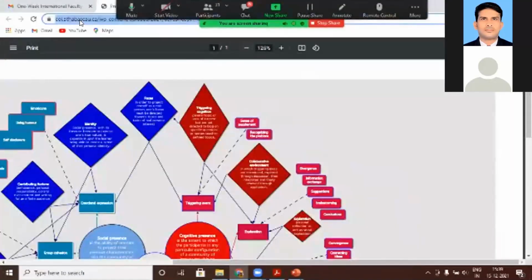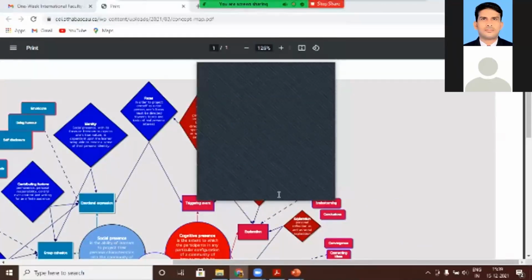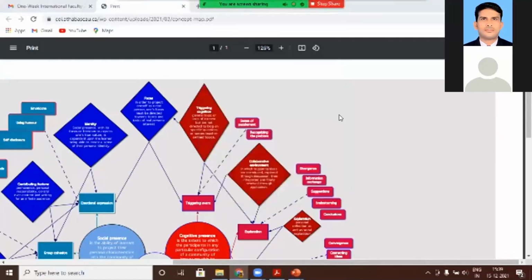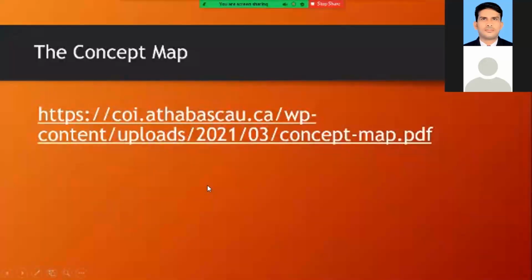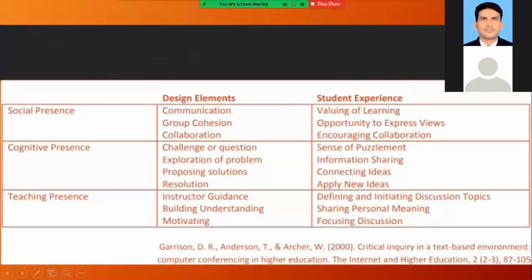And if you want to understand it, I'm just putting its link in the chat box. I have shared the link of this PDF concept map, so you can go through it again and again, or you can have it with you if you are planning in future to use community of inquiry for online teaching learning.